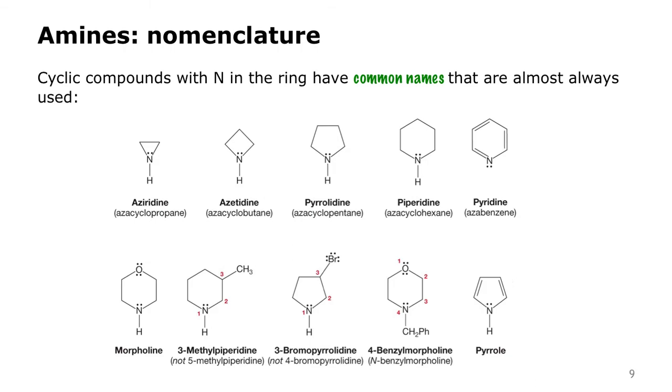There are many cyclic compounds that contain nitrogen in the ring. And they have common names and systematic names according to IUPAC. There are some common names here that you, again, should commit to memory. Not all of the ones on this slide, but I'm going to point out the ones that you should. Pyrrolidine, piperidine, pyridine, morpholine, and pyrrole are structures and names that you should memorize.